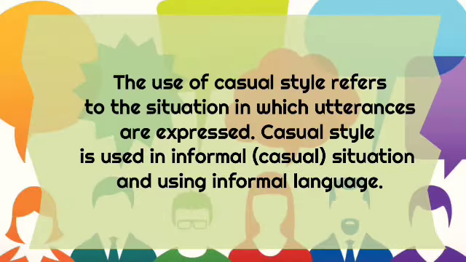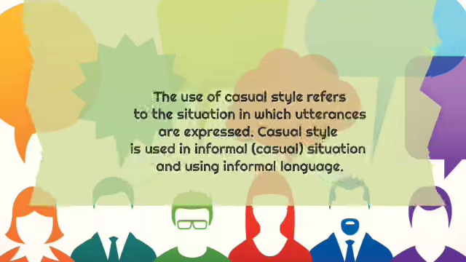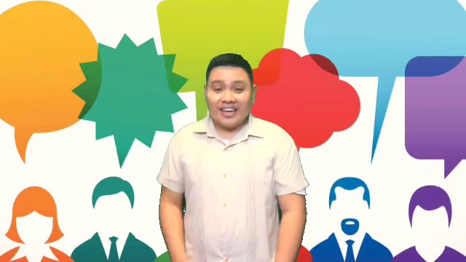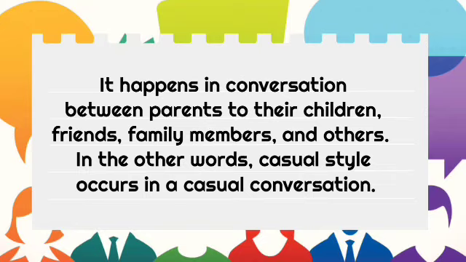And we have now the casual style. The use of casual style refers to the situation in which the utterances are expressed. Casual style is a style used in informal situations and using informal language. The relationship between the speaker and the listener is close, so they use word and term repetitions and frequently use ellipses in their sentences. It happens in conversation between parents and their children, friends, family members, and etc.